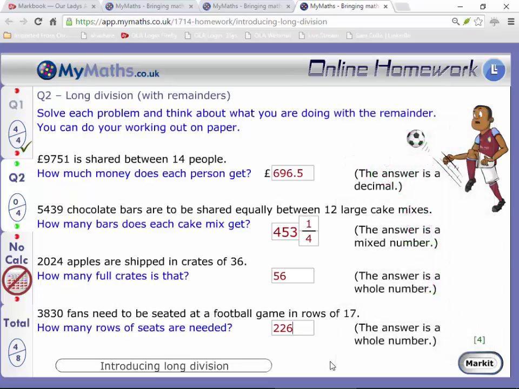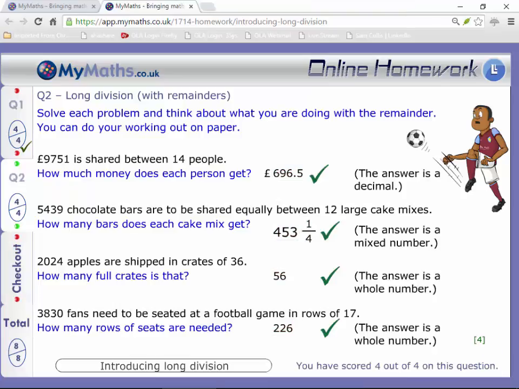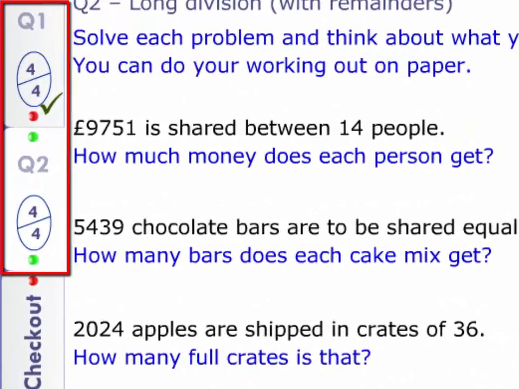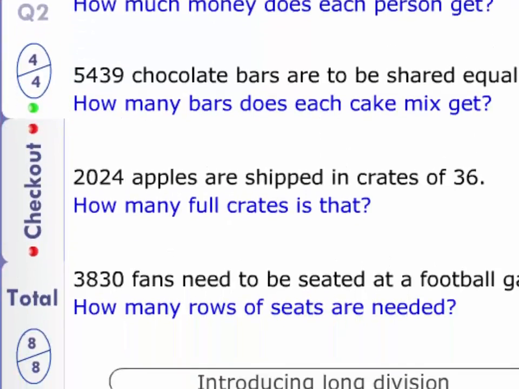There we are, all our calculations are complete. Let's just check it by marking our answers. And as we can see, we've got 4 out of 4, perfect scores. 4 out of 4 for question 1, 4 out of 4 for question 2, total of 8 out of 8.